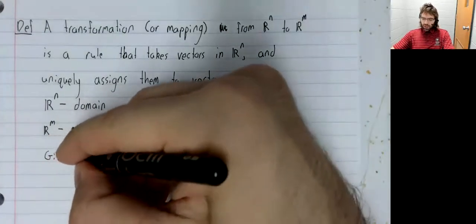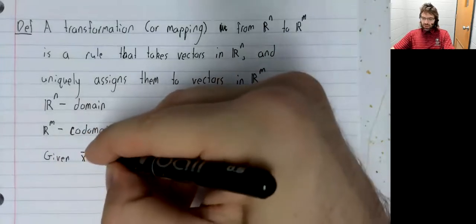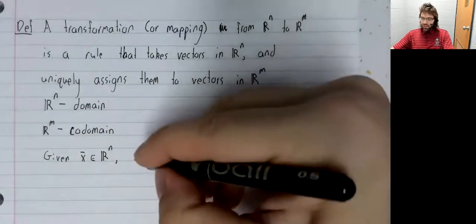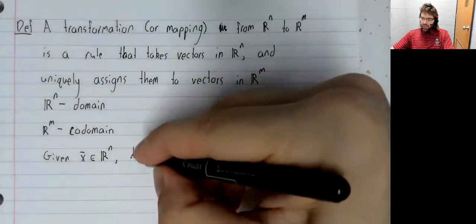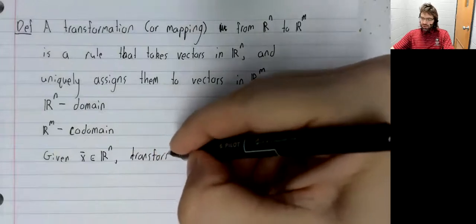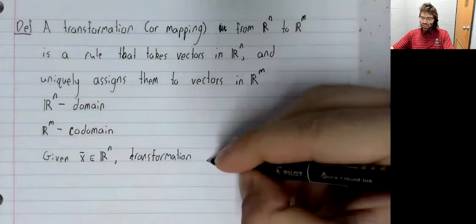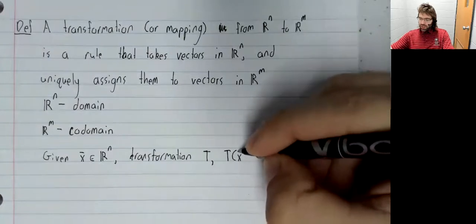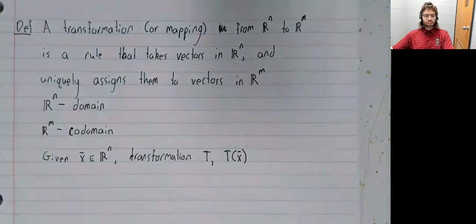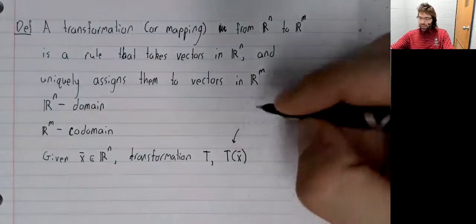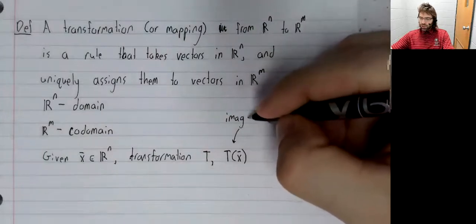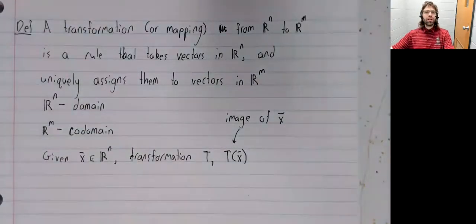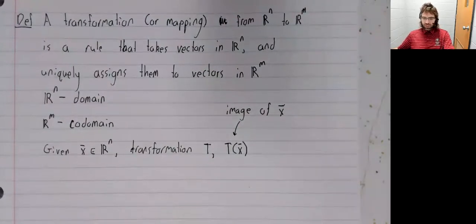Given a vector x in Rn, and a transformation T, our transformation notation is the same as our function notation. And this is called the image of x. Again, the same definition we have for functions.